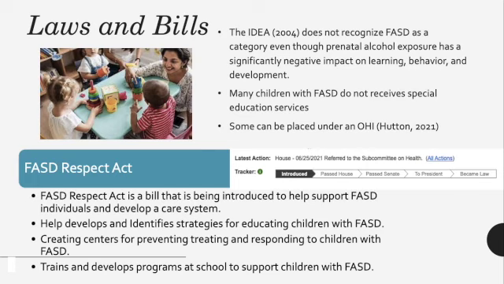Some can be placed under an OHI if they go see a doctor and they're able to get some certain diagnoses that then they can qualify under OHI, but it can be pretty tricky sometimes. But they're never labeled as FASD. It can be ADHD, it could be an intellectual disability. So I'd like to see that change so we can provide more support towards this population.